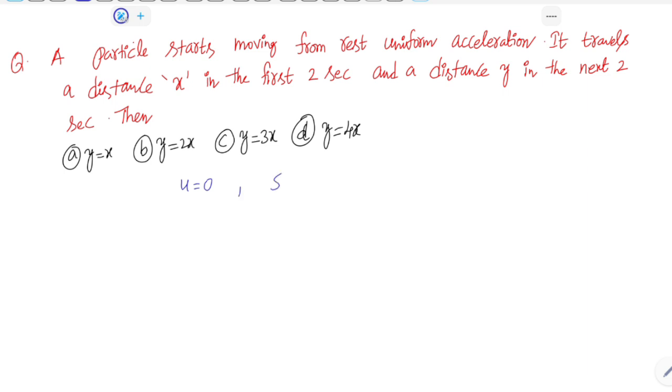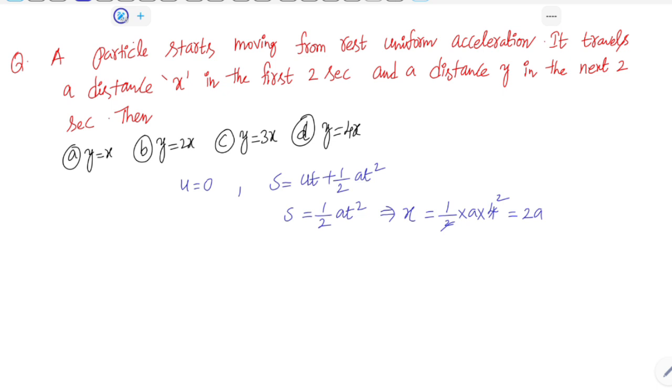Therefore, we know that s is equal to ut plus half at square, but it is starting from rest. Therefore, u is 0. When u is 0, the first term is 0. You get s is equal to half into a t square. Now for the first 2 seconds, it travels a distance of x. Therefore, in place of s, we can substitute x, and in place of t, we can substitute 2 seconds. Now x is equal to 1 by 2 into a into 2 seconds square, which is 4. 2 ones are 2. Finally, x value is 2a.